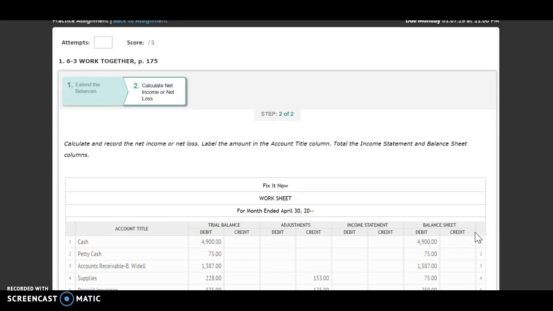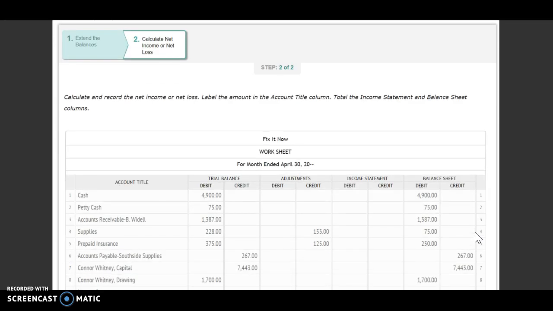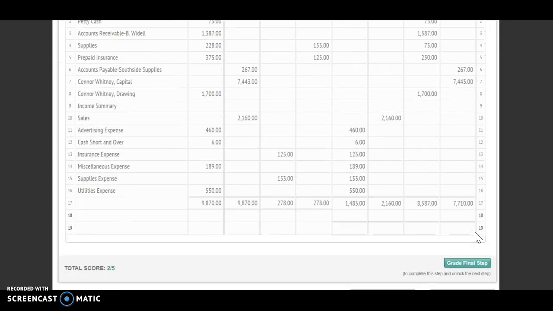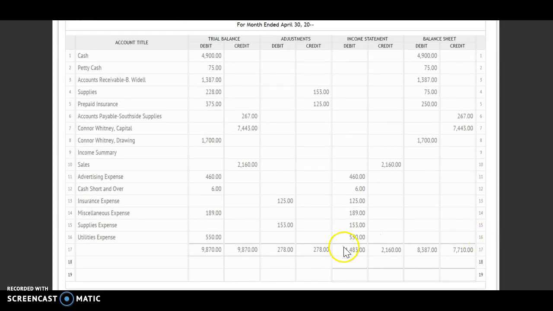For step number 2, I need to calculate and record the net income or the net loss. And I'm going to label the amount in the account title column. I'm going to also total the income statement and balance sheet column. So to find if I have a net income or a net loss, I need to find the difference between my two columns. I'm going to start with my income statement columns. Here, my larger number is the credit, so I'm going to take 2,160 minus that debit balance of 1,483. And here I get 677. So I would need to add 677 to the smaller number to make those two numbers equal.